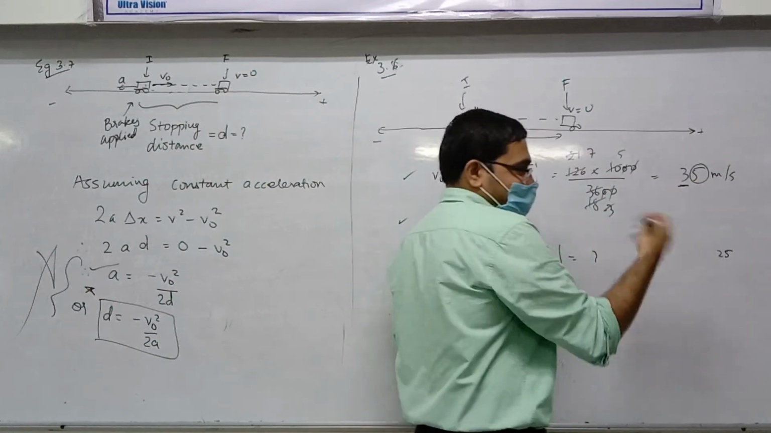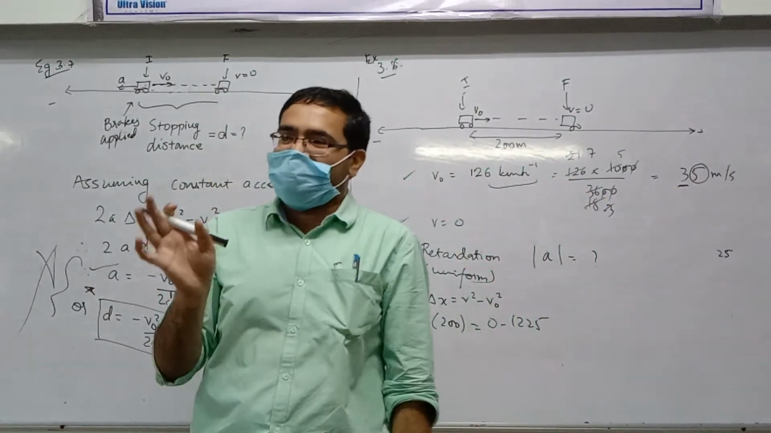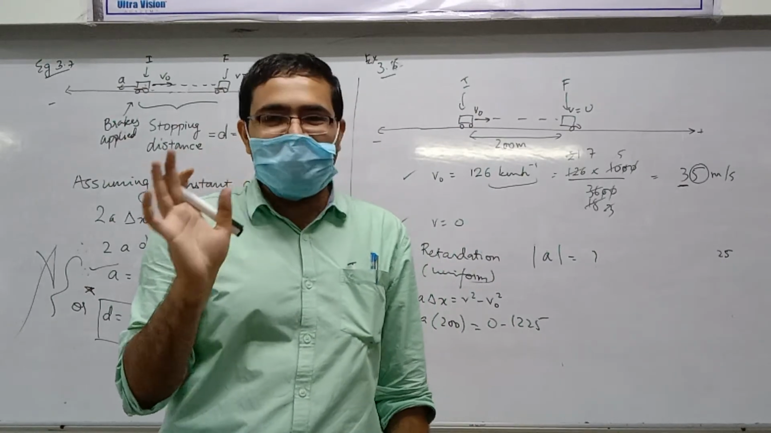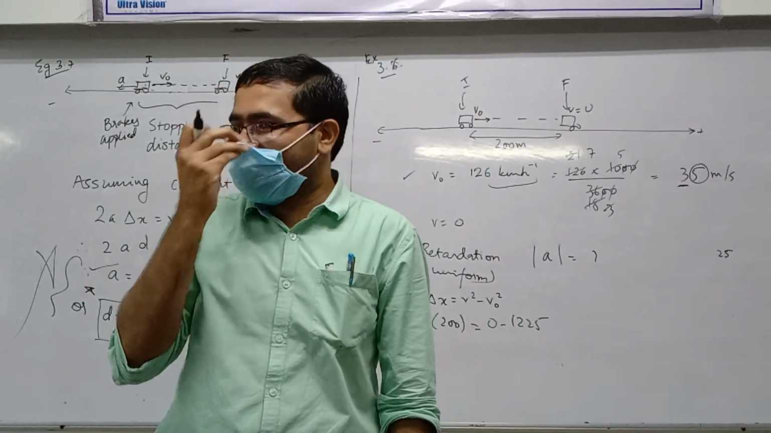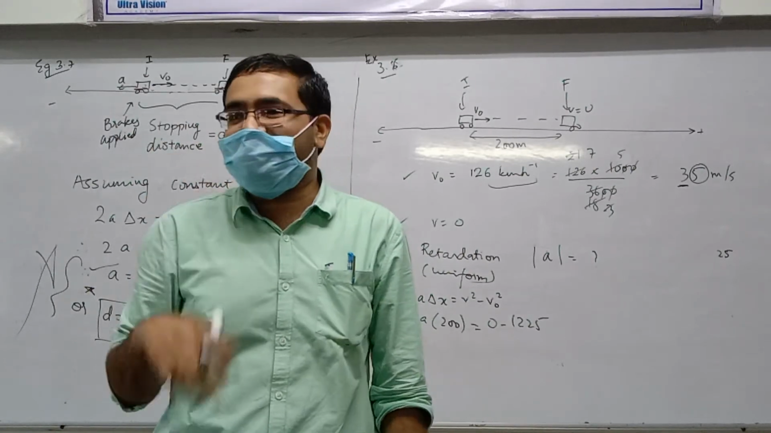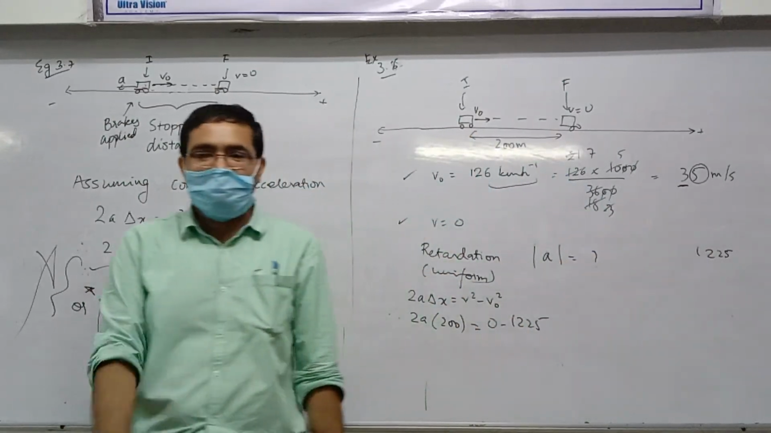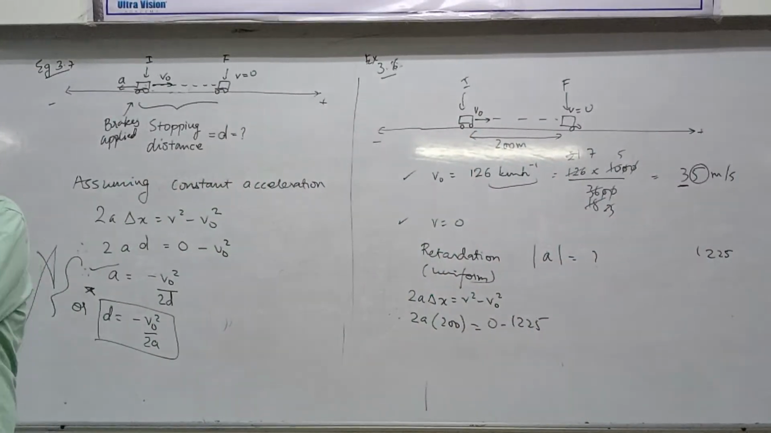Take the other digit, 3. What's the integer after 3? 4. Is that okay or not? Yes. So 3 into 4? 12. That's right. Clear or not clear?